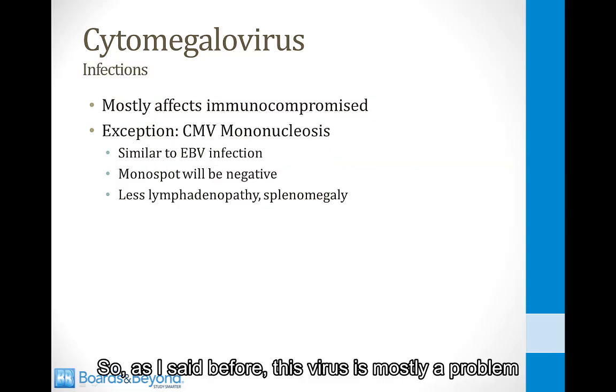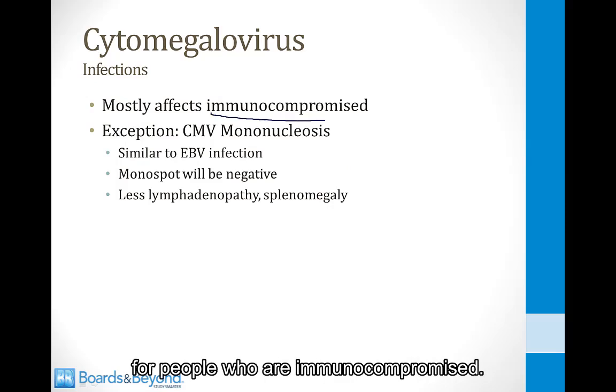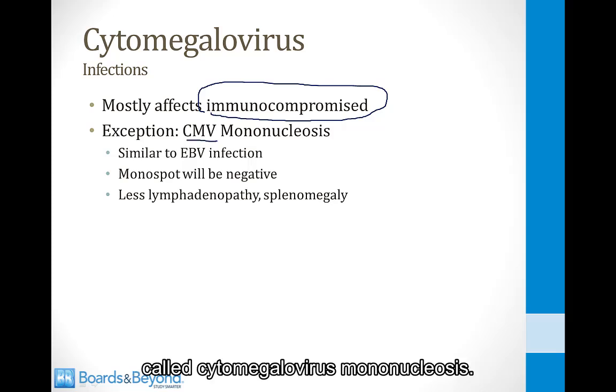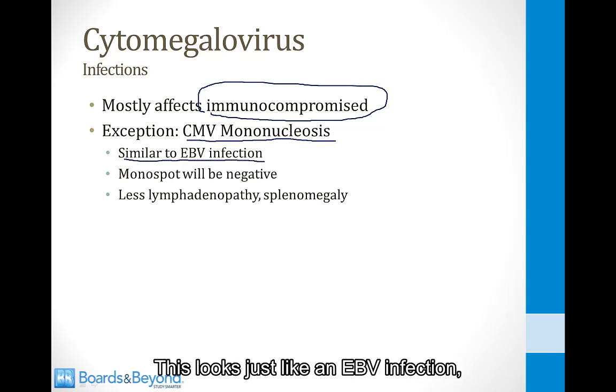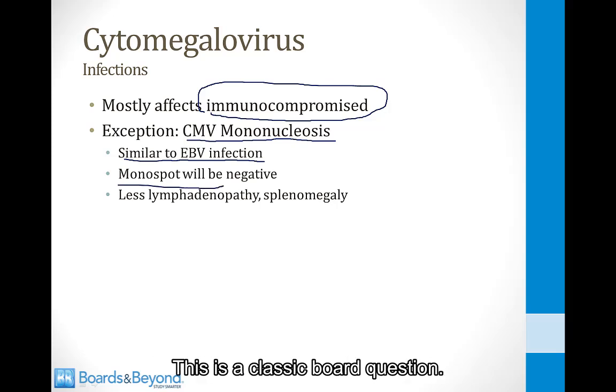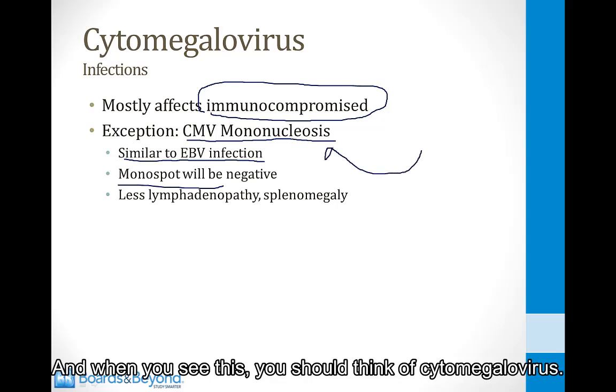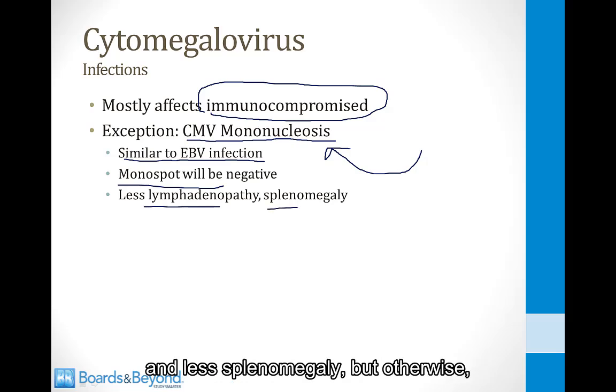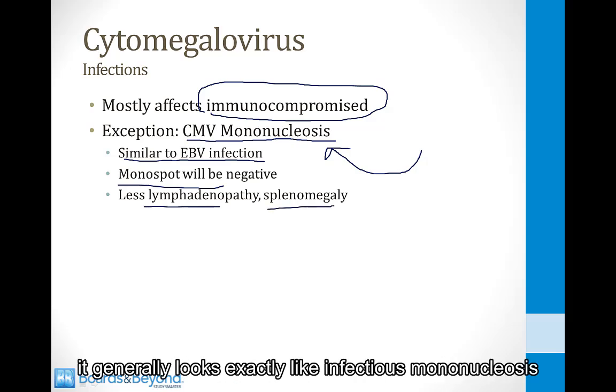So as I said before, this virus is mostly a problem for people who are immunocompromised. The one exception is that there is an entity called cytomegalovirus mononucleosis. This looks just like an EBV infection, but the blood test will be negative. The monospot will be negative, the EBV antibodies will be negative. This is a classic board question, and when you see this, you should think of cytomegalovirus. These patients are a little bit less sick than patients with EBV mononucleosis. These patients have less lymphadenopathy and less splenomegaly, but otherwise it generally looks exactly like infectious mononucleosis, except that the tests come back negative.